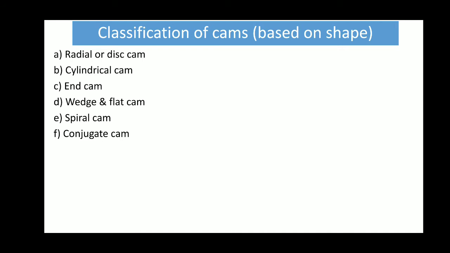Now, based on shape, how can we classify the cam? It can be classified as radial or disc cam. The cam we have considered for demonstration purposes was the disc cam, or radial cam. We also have the cylindrical cam, the end cam, the wedge and flat cam, the spiral cam, and the conjugate cam as the different classifications based on shape.